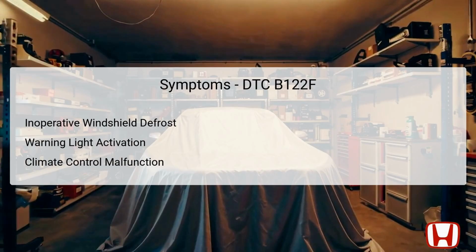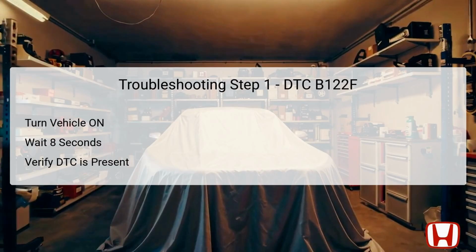thereby ensuring driver and passenger safety. The first step in troubleshooting DTC B122F involves turning the vehicle to the on mode and waiting for at least 8 seconds. This procedural step is crucial as it ensures that all systems have initialized and the climate control unit has ample time to receive input from the climate control switch. This waiting period allows the system to check for abnormalities before any diagnostic checks are conducted.